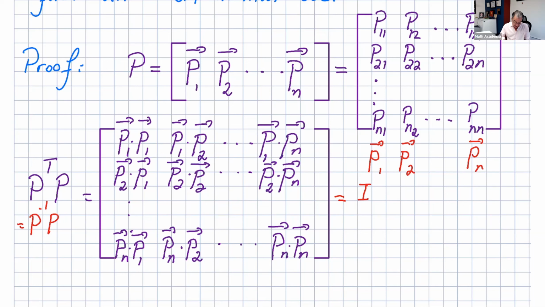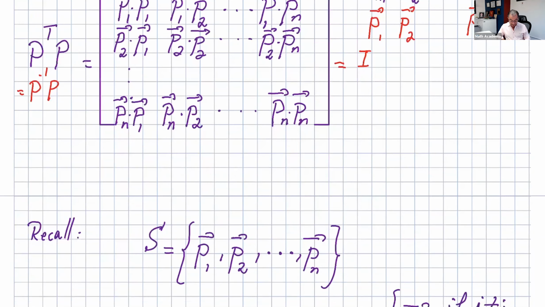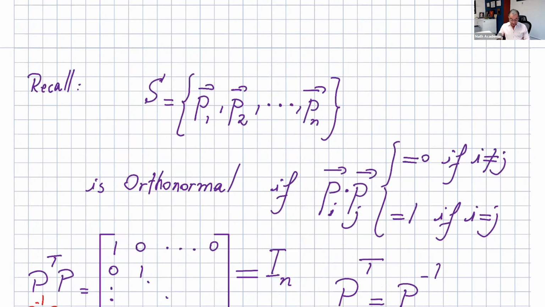But that's the same thing as saying P inverse times P. We know that the inverse of a matrix times the matrix itself is going to give us the identity matrix. So what's going to happen? All the diagonals are going to be 1, and everything else is going to be 0. Now let me go over that. I explained that slowly here.